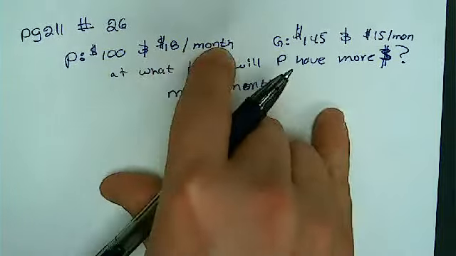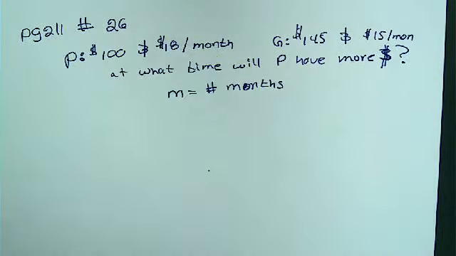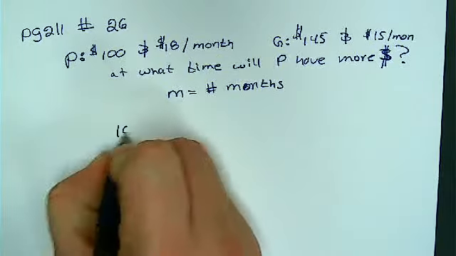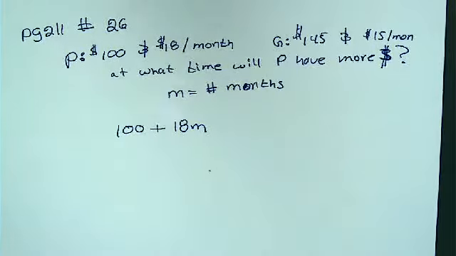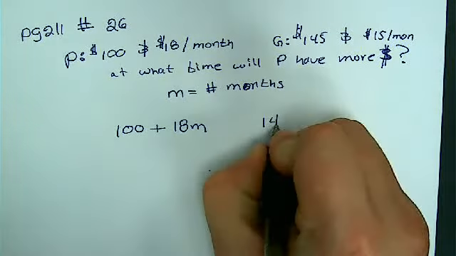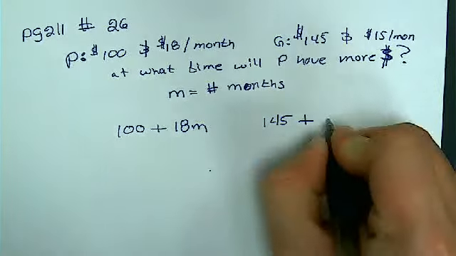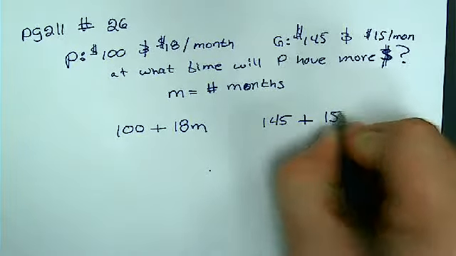$18 every month. What operation? Timesing. Multiplication. So for Phil, it's going to be $100 plus $18 times the number of months. Gil's, same idea. Start at $145, add to that an amount which is 15 times the number of months.